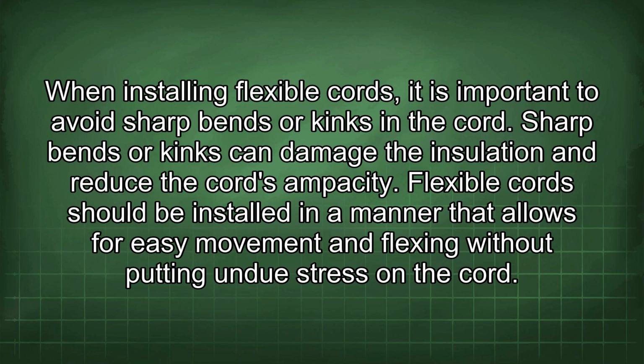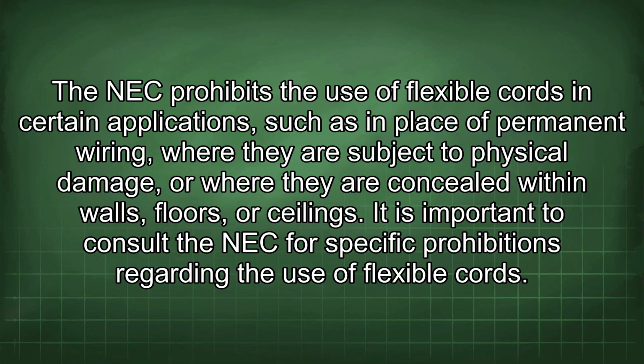Sharp bends or kinks can damage the insulation and reduce the cord's ampacity. Flexible cords should be installed in a manner that allows for easy movement and flexing without putting undue stress on the cord. The NEC prohibits the use of flexible cords in certain applications, such as in place of permanent wiring, where they are subject to physical damage, or where they are concealed within walls, floors, or ceilings. It is important to consult the NEC for specific prohibitions regarding the use of flexible cords.